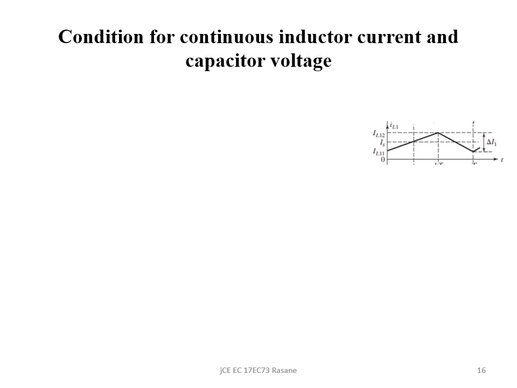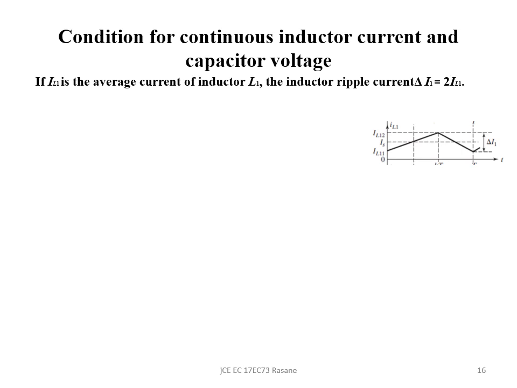So now let us look at the condition for continuous inductor current and capacitor voltage. If IL1 is the average current of the inductor L1, the inductor ripple current delta I1 is equal to 2 times the IL1. Okay, so we are considering this as I1 and it will reach the same value. So this will be 2 times, and which is equal to Is as well. So we know that Is is equal to K into Ia upon 1 minus K, and delta I1 is equal to Vs into K upon F into L1. We have derived it in previous slides.